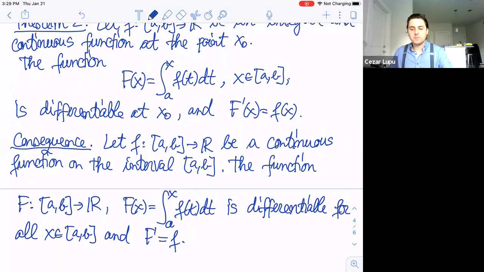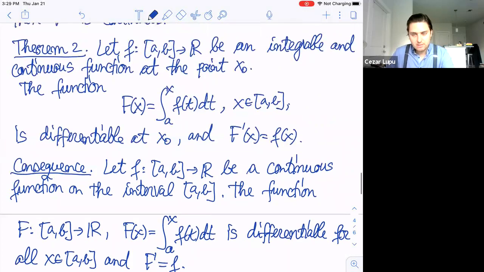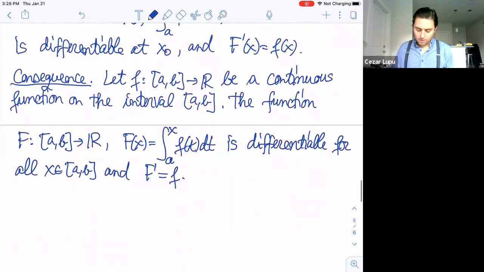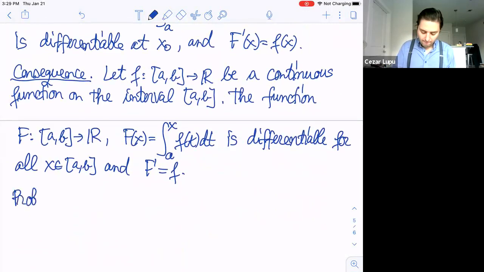All right, so basically it tells you how to differentiate the integral. And I would like to show you some examples of this kind, because one of the most important things in these theorems is the fundamental theorem of calculus in disguise, but I'm sure you guys already know that.